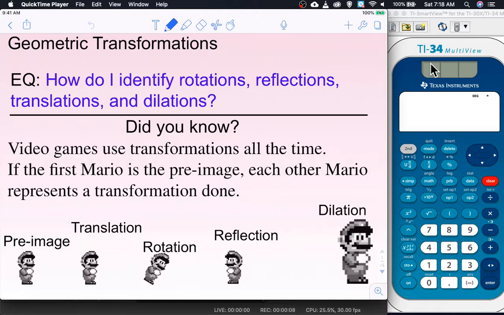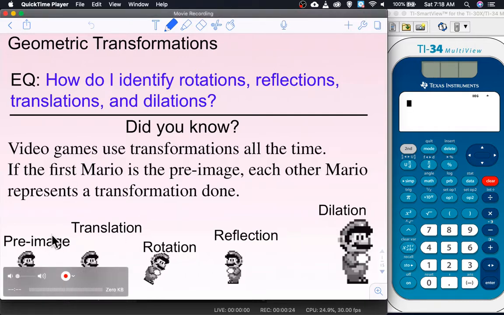This is the start of a new unit all about geometric transformations. This very first lesson has a lot of vocabulary. It's going to give us the vocabulary we need for the next bunch of lessons. And you can actually see some of the vocabulary words down here that we're going to be talking about.